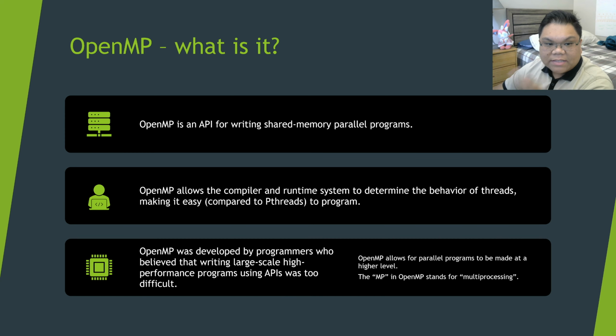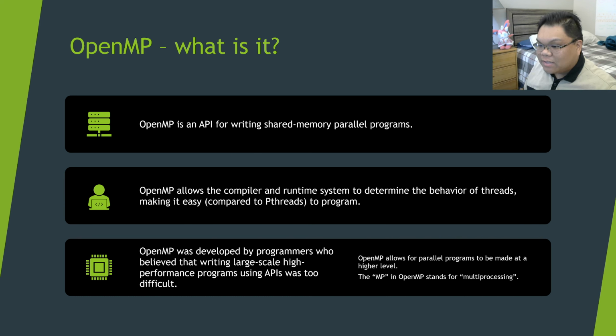So OpenMP is an API for writing shared memory parallel programs. The way OpenMP works is that you write directives that will make certain parallel blocks in your code. What happens is the compiler and the runtime system determine the behavior of threads. So it's easy on the programmer to make parallel programs.